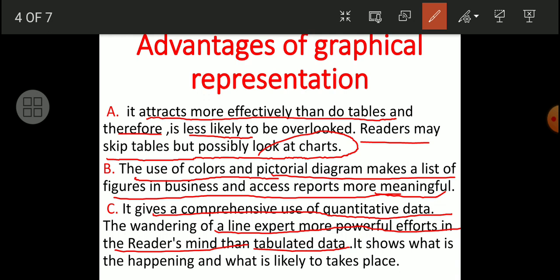It shows what is happening and what is likely to take place, in the sense, my friends, what has happened and what will happen in the future, that can be shown in the graphs, that we can understand in the graphs, isn't it?